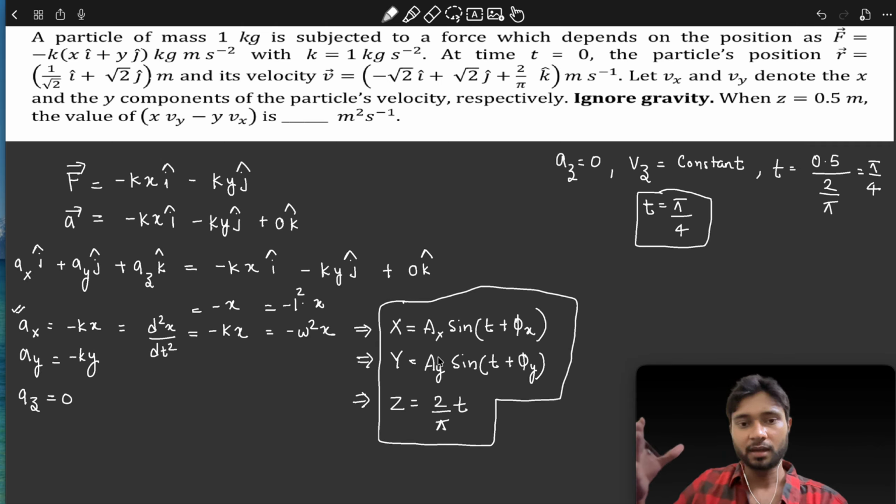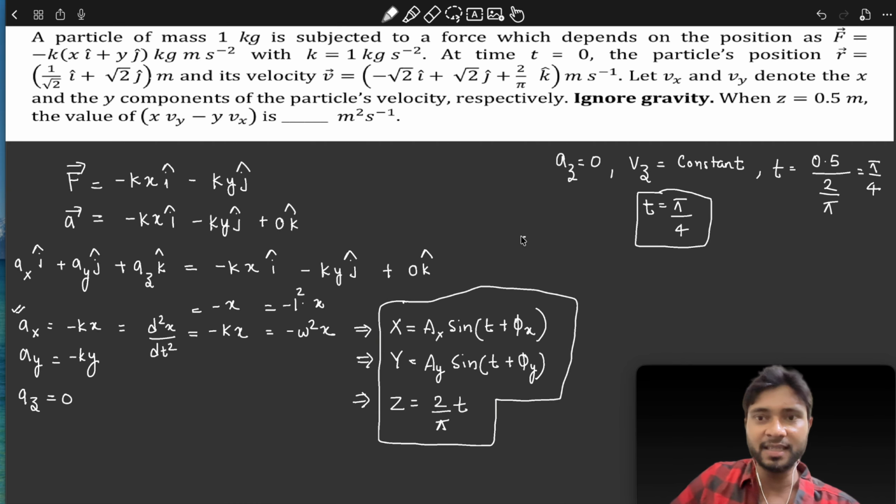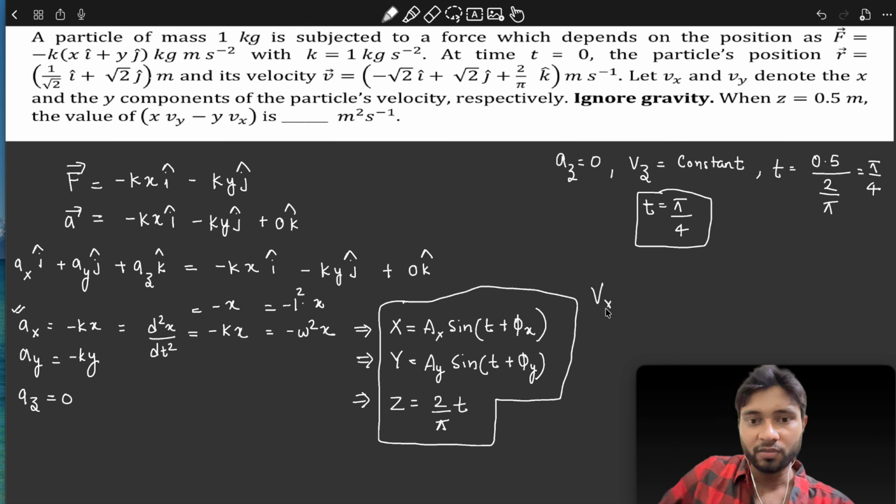I know how the particle is traveling in x direction, y direction and z direction. Now our job is easy. Let's see what is all given. It is given that at t equal to 0, the particle's x coordinate was 1 by root 2. Since I have this position vector, I can also calculate the velocity vx. Vx will be nothing but dx by dt, so I can write vx as ax cos(t plus phi x).